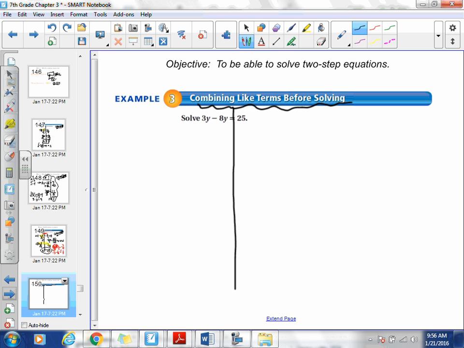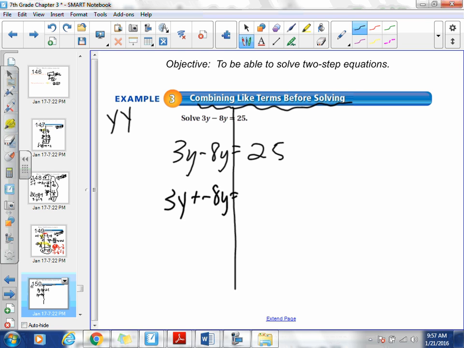Right? From the title, you can kind of get a hint of what we're doing here. Combining like terms before solving. So sometimes two-step equations, your first step is to combine something on one of the sides. You can condense it before you start to solve it. So over here, 3y minus 8y equals 25. Think about that. If I have 3 positive y's, remember another way to write this is 3y plus negative 8y equals 25. Right? So that's saying I have 3 positive y's and I have 8 negative y's.